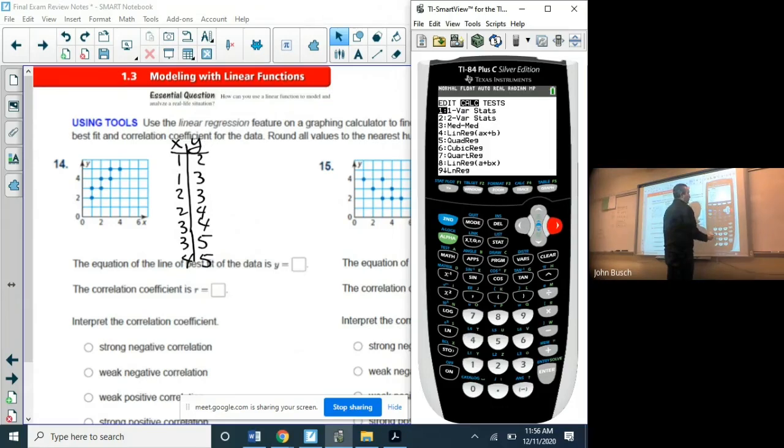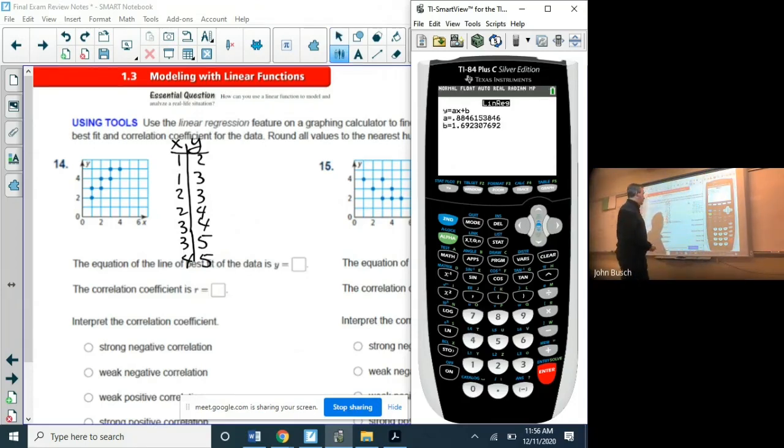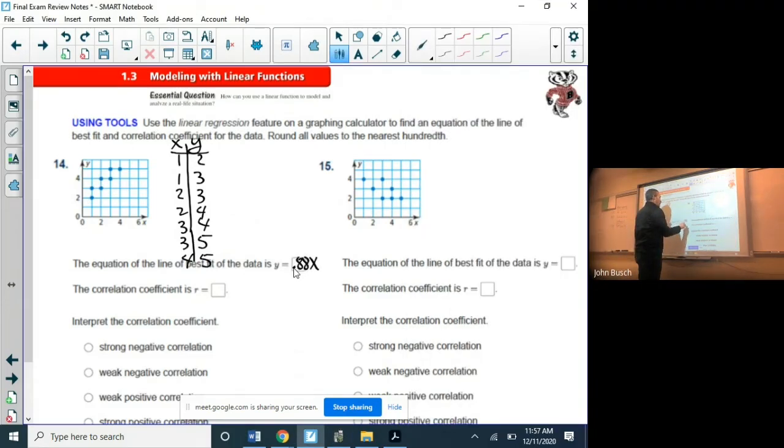Calc, 4, and calculate. And then the regression is 0.88x plus 1.69. Okay, that's y equals.